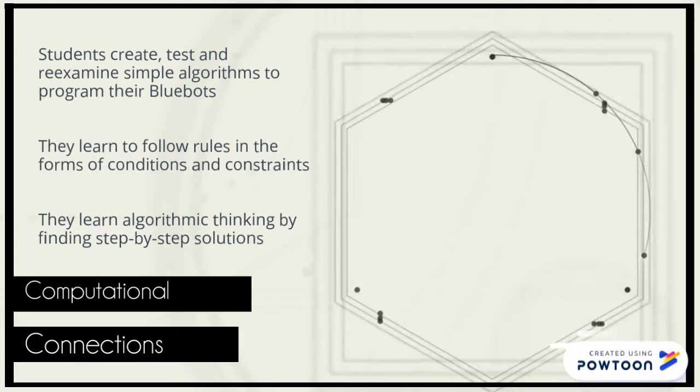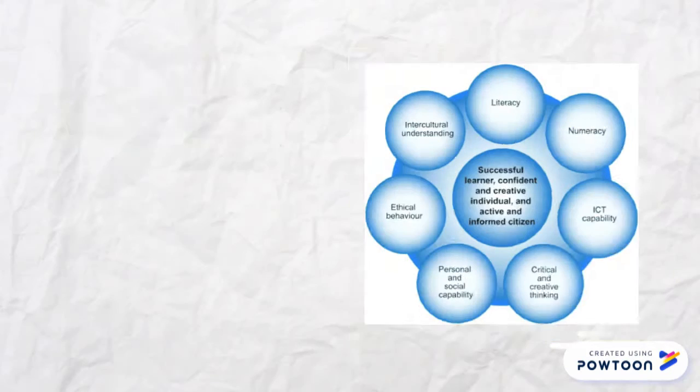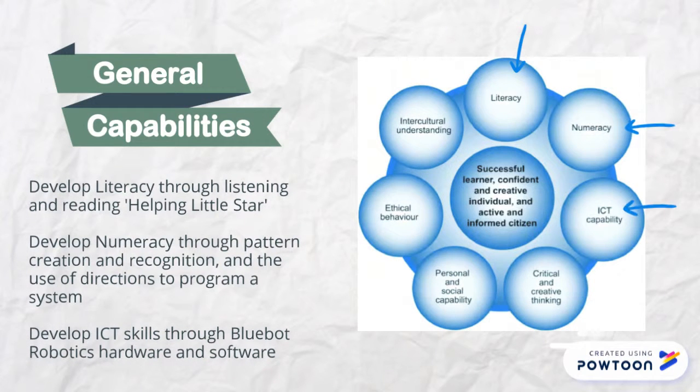Students will need to follow rules in the forms of conditions and constraints to guide their bluebot directional sequence. Students will learn algorithmic thinking by understanding that rules need to be followed and steps must be made to get a solution. Students develop their literacy skills through listening to and reading Helping Little Star. They develop their numeracy skills through pattern creation and recognition and the use of directions to program a system.